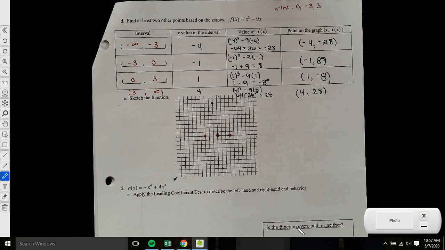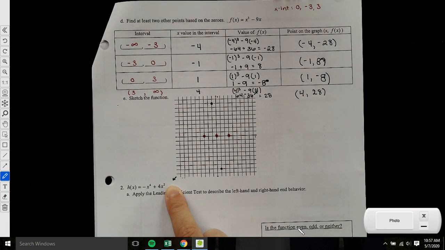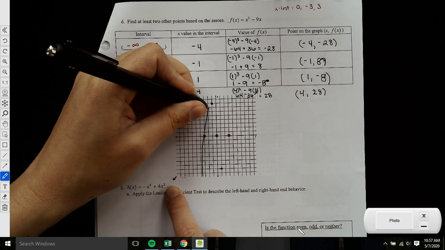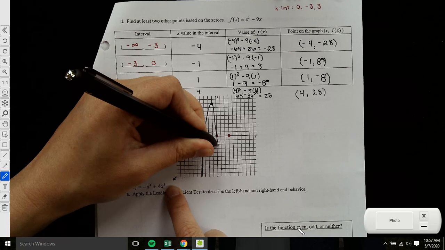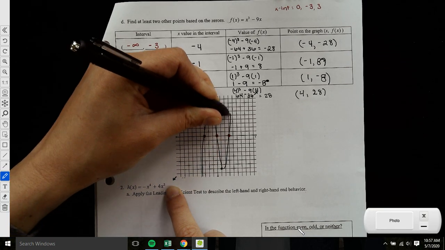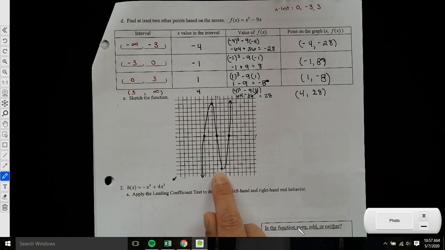So here is what I know. I know it's going down on the left. I go up to this point, and the only time I come back to the x-intercept is when I actually have an x-intercept. So this is just a rough sketch of what it should look like.